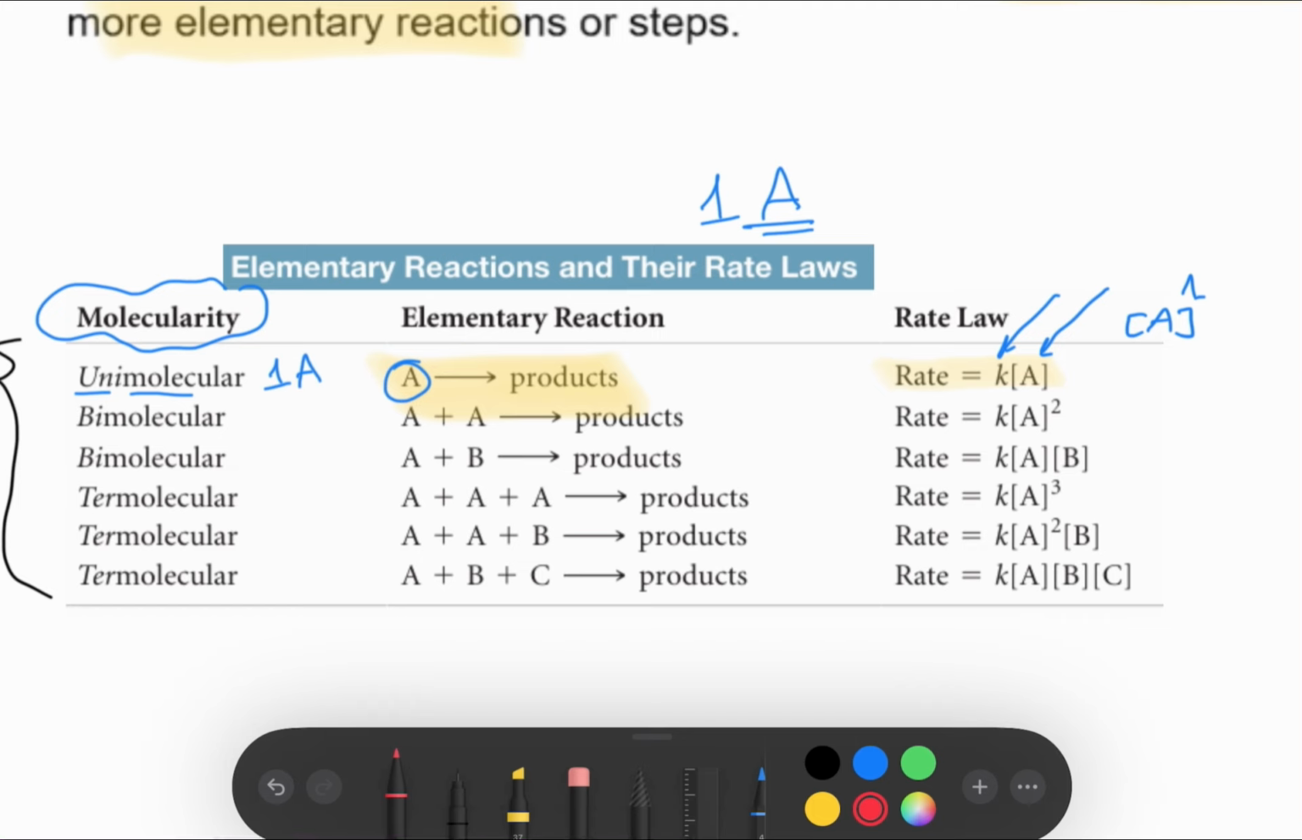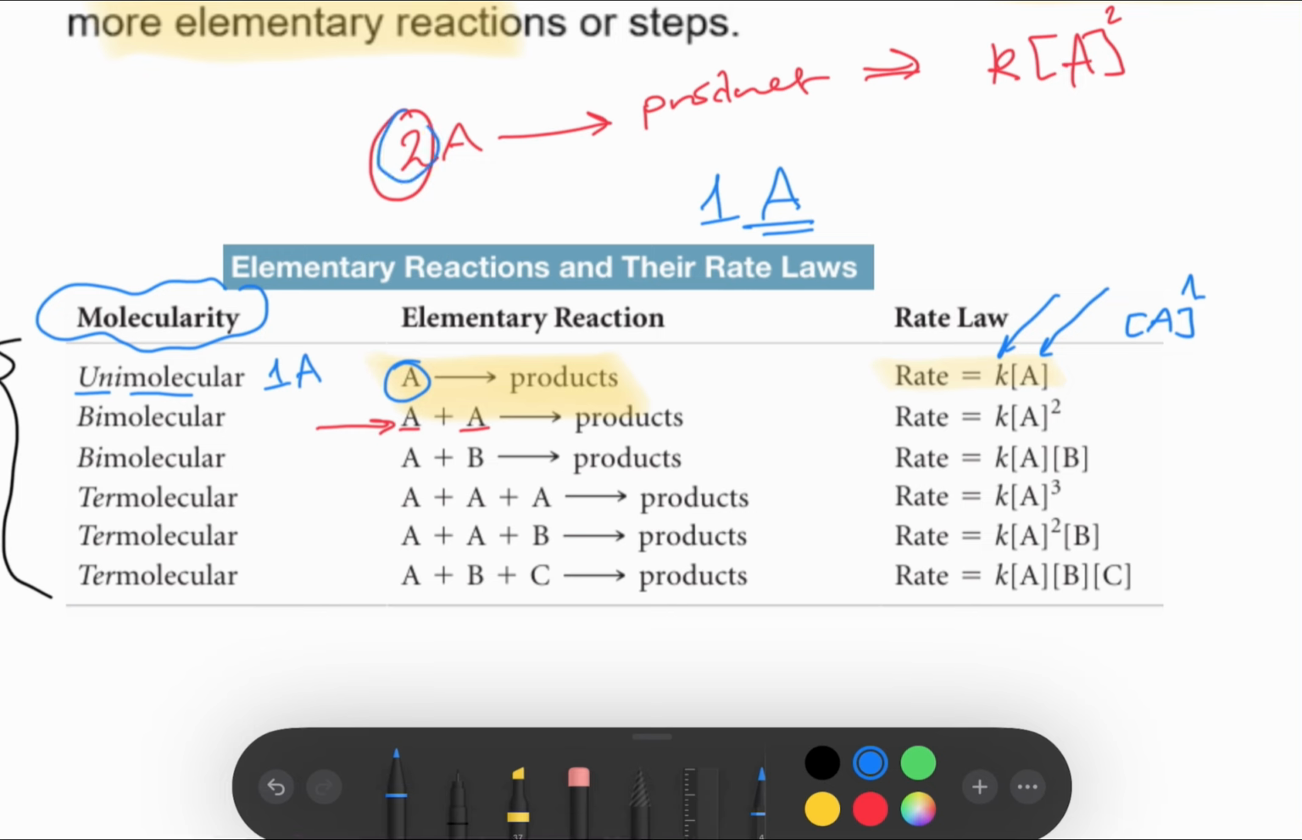Let's take the second one. The second one contains two molecules of A, which you can represent as 2A gives a product. How can I write the rate law for that? Since you have 2 for the A, the rate law is going to be k multiplied by the concentration of A to the power 2, because the stoichiometry of A is 2. And since you have two molecules, two A's, we call it bimolecular. The molecularity for this reaction is bimolecular.